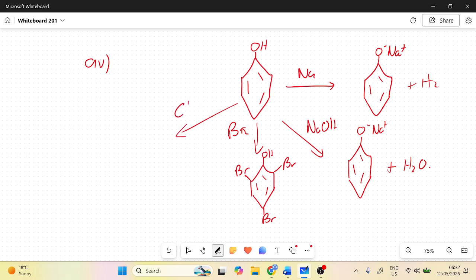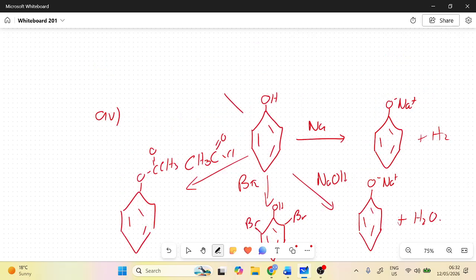With ethanoyl chloride, this is the esterification. Remember, phenol doesn't form esters with carboxylic acids. It's not activated enough. It's not reactive enough. Therefore, you need to use something a little bit stronger. And with FeCl3, this is a test. This gives a purple coloration. If with FeCl3 you get a reddish brown coloration, that means you have a carboxylate.